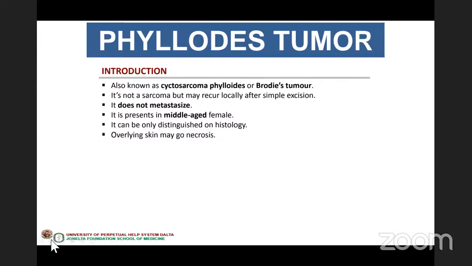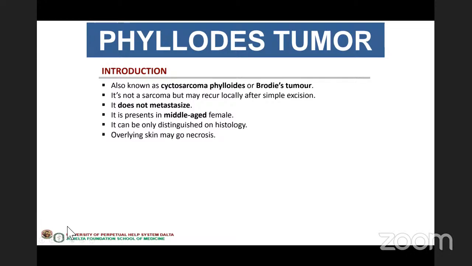Okay? A special tumor would be your phyllodes. So this is also known as your cystosarcoma phyllodes or Brody's tumor. So it's not a sarcoma, but may recur locally after simple excision. Usually, it does not metastasize, and it is present in middle-aged females. Can only be distinguished on histology, and your overlying skin may undergo necrosis.